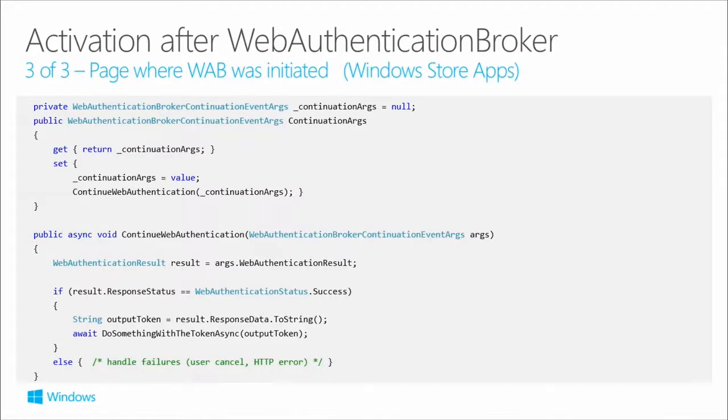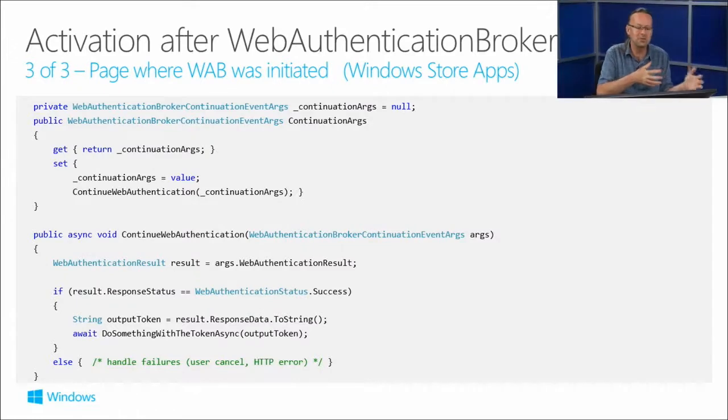On the page where it happens, you've got that property which we've called ContinuationArgs, which is of the same type as that activation event args. In the setter, as we've shown here, you would call some code that continues and picks up exactly where we were after calling the async method. So at this point, you look at the WebAuthenticationResult to figure out whether the authentication was successful or not.